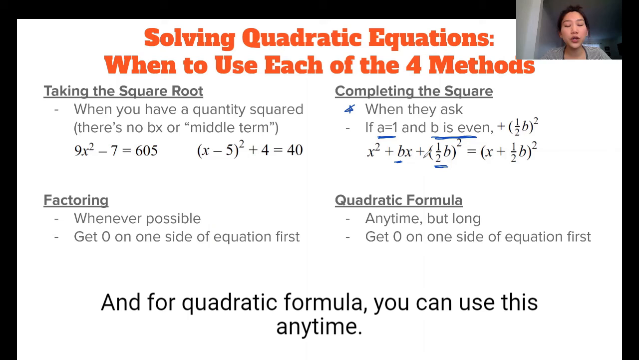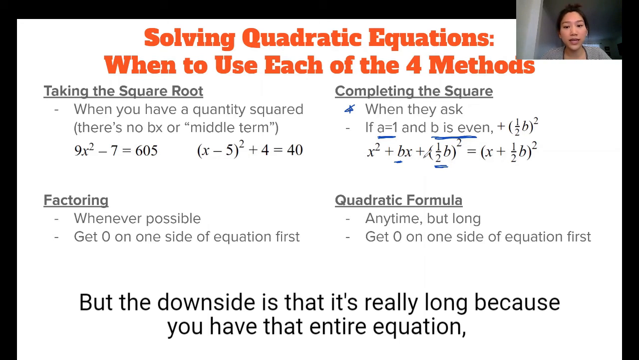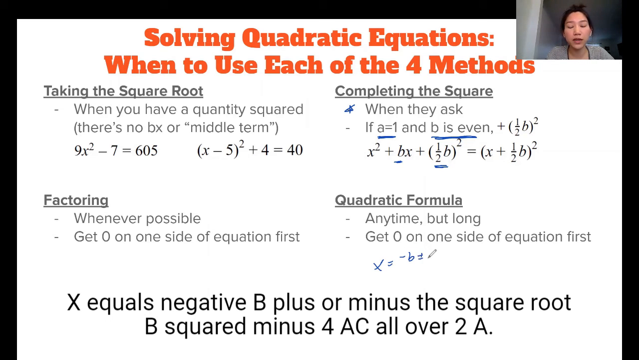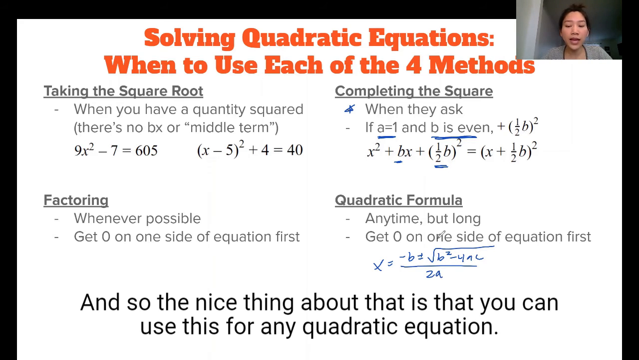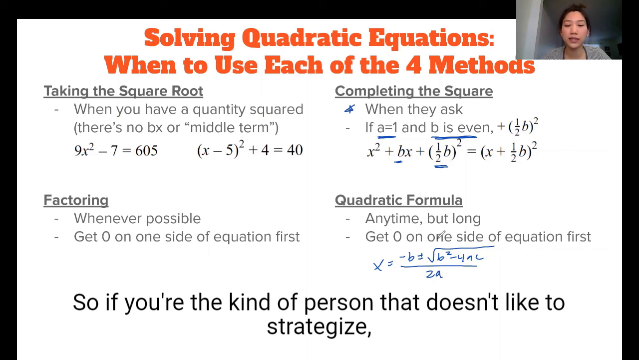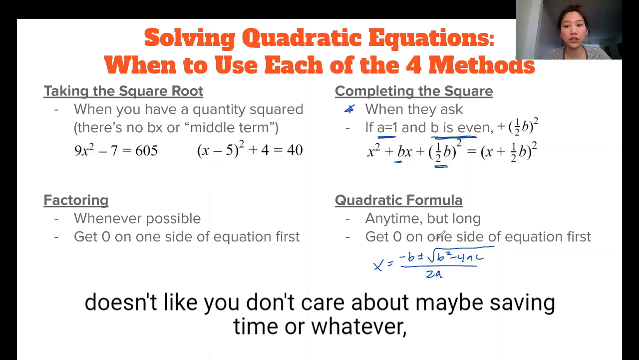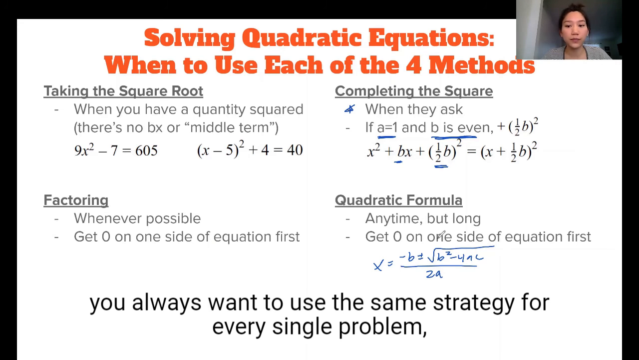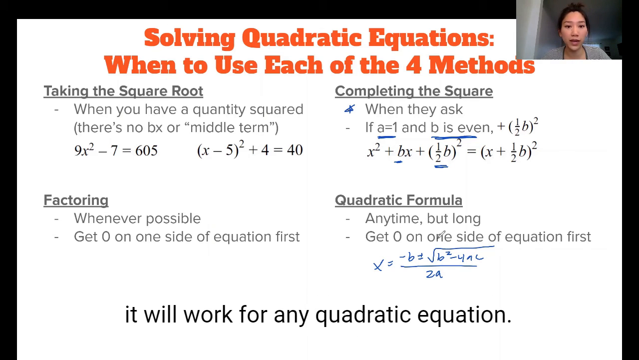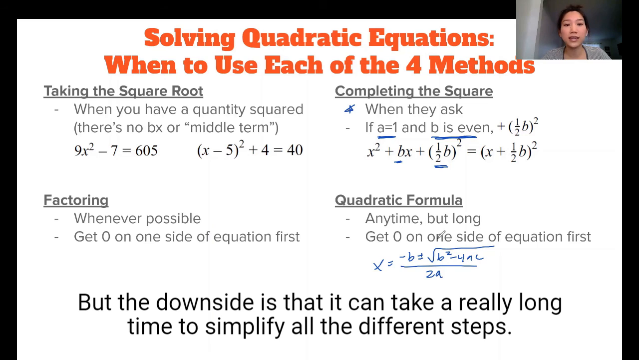So I don't have to work with fractions. And for quadratic formula, you can use this anytime. But the downside is that it's really long because you have that entire equation. x equals negative b plus or minus the square root of b squared minus 4ac, all over 2a. And so the nice thing about that is that you can use this for any quadratic equation. So if you're the kind of person that doesn't like to strategize, you don't care about maybe saving time, you just want to always use the same strategy for every single problem, then yeah, you can use quadratic formula because it'll work for any quadratic equation. But the downside is that it can take a really long time to simplify all the different steps.